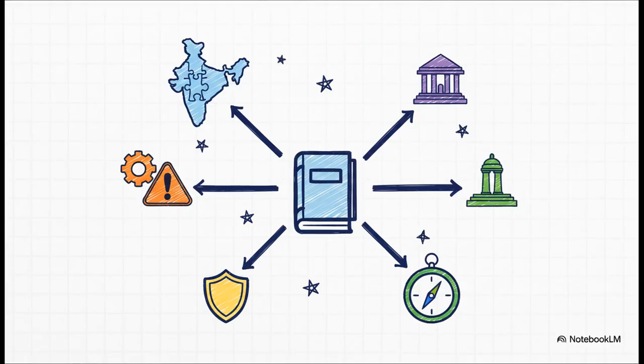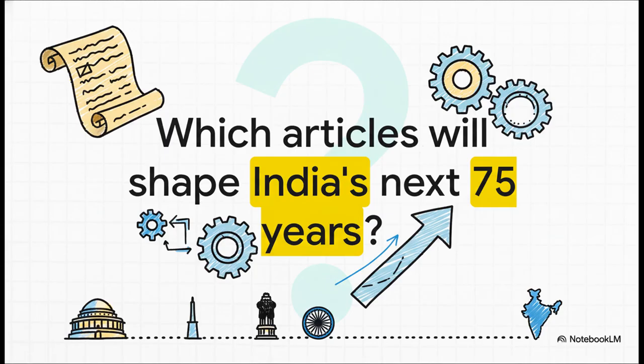So let's do a super quick recap. We've seen how the Constitution defines India and who its citizens are. We learned about your fundamental rights, which are your personal shield, and the directive principles, which are the government's compass. We've looked at the machinery of government, and we've understood the critical rules for emergencies and for the Constitution's own evolution. And that brings us to the end of our little tour.